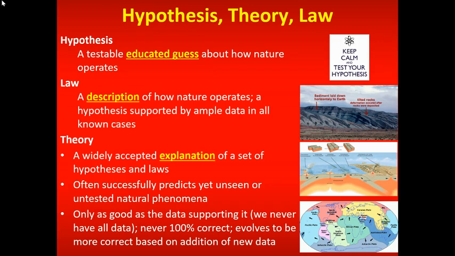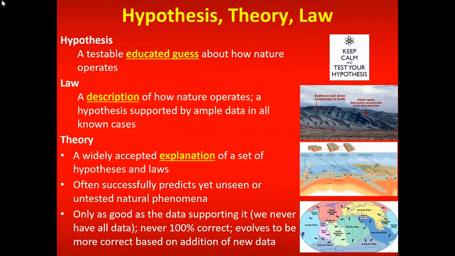Whereas a law is a hypothesis that's been supported by ample data, has been through many tests, and it's really what we would call a natural observable. It's really a description of how nature operates. So how planets orbit, for example, are part of Kepler's laws, and how objects move and how forces are applied are part of Newton's laws. And these are just a description of how nature operates. And so hypotheses and laws are related to one another very closely.